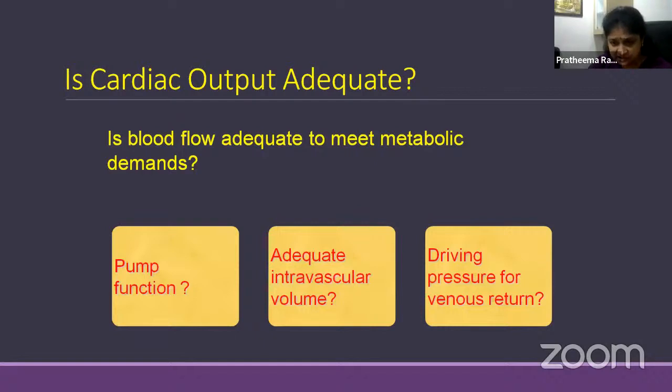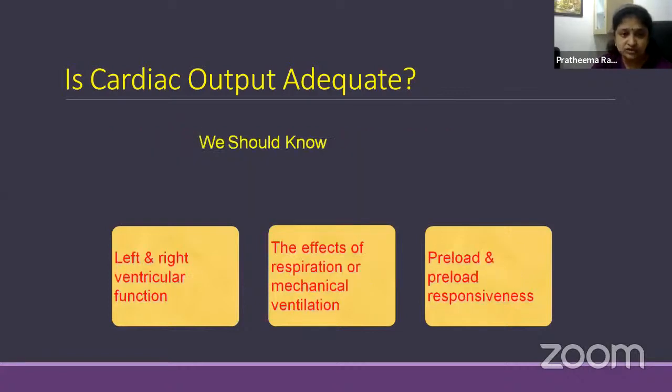Is the preload good, in the other sense, and the driving pressure for the venous return? Is the tank filled up? Is there any increased afterload? So this is what we need to know. To know about that, we should know about the left and right ventricular function, literally the heart function. And particularly, we are always more worried about the left ventricular ejection fraction. Then we need to know whether the patient is intubated or spontaneously breathing. When the patient is breathing, is there a change in the blood pressure or the hemodynamics? And what is the preload? Is the tank filled well? Is the patient having a good volume, or is he losing? Or if you give a fluid challenge, is he going to respond well? So this is what we need to know.